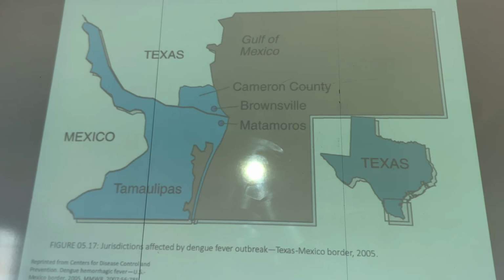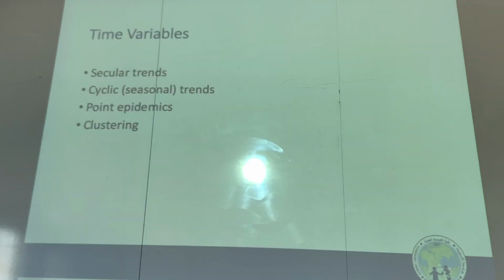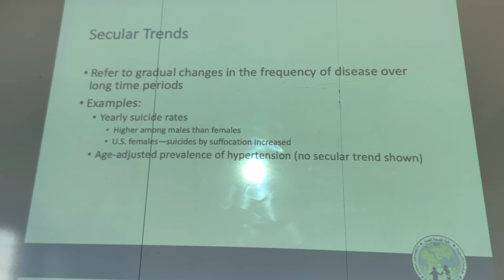When you just affected dengue fever outbreak والأماكن and then you start to map the prevalence with لونه، which is basically يعني واضح عندنا من ناحية place variable. عندنا temporal time variables. Okay. Secular trends, cyclical point epidemic clustering. Secular trends refers to gradual change in the frequency of disease over a long time period. Examples yearly suicide rates. So a secular trends اللي هي شنو؟ There is a trend, basically there is a pattern but it's not cyclical. ممكن الديزيز بدأ يصعد بعدين شوي شوي ينزل بعدين يوقف يصير stationary بعدين يوقف مرة ثانية، بس ما في a repeated pattern.